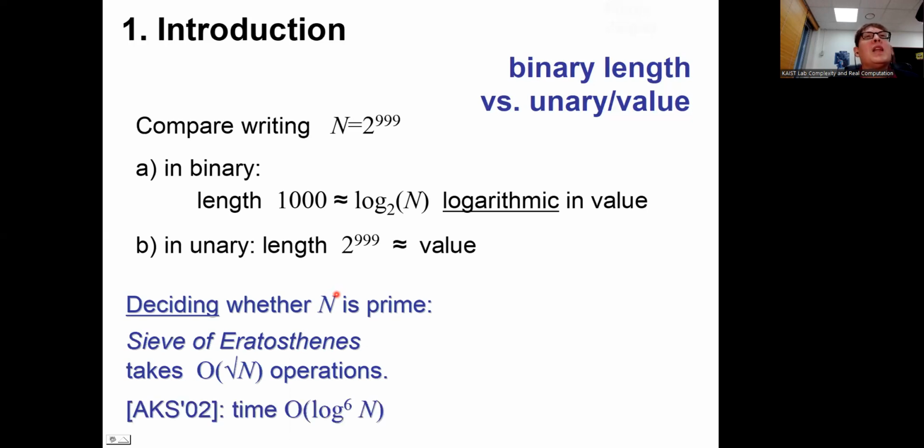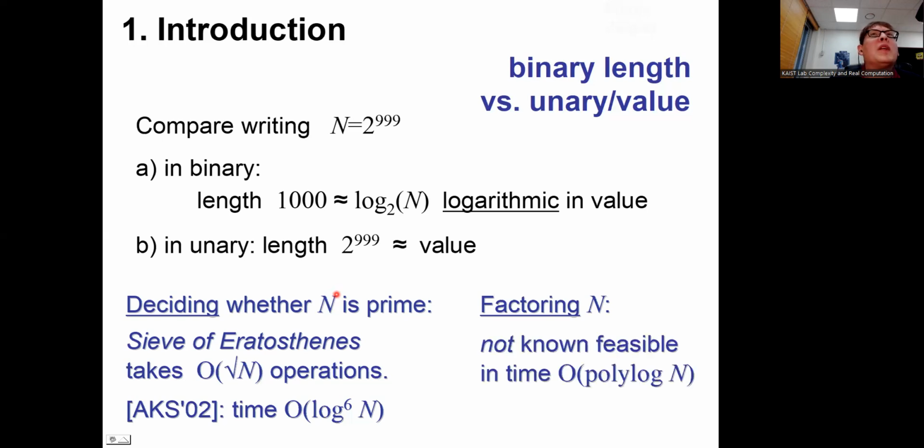Whereas in terms of the binary length, which is the logarithm, this sieve of Eratosthenes has exponential running time, and the polynomial time algorithm, polynomial in the binary length, actually binary length raised to the 6th power, was devised in 2002. This is the problem of deciding whether a given integer is a prime number. The problem of factoring a given integer, on the other hand, is still up to nowadays not known to have a polynomial time algorithm, an algorithm polynomial in the binary length.